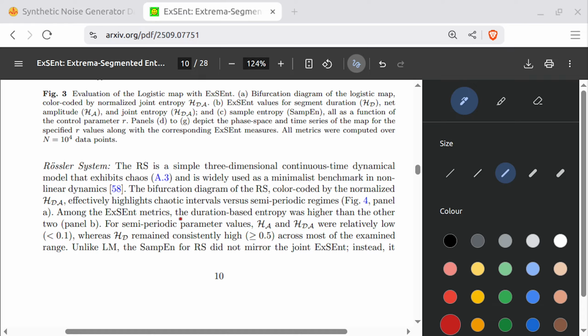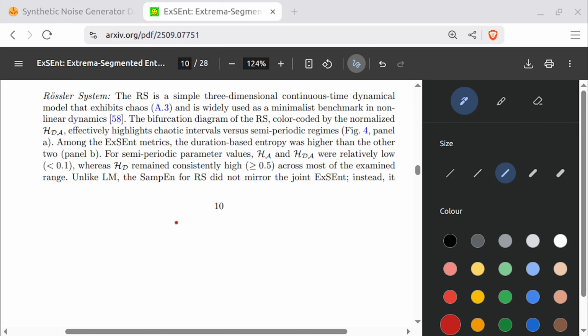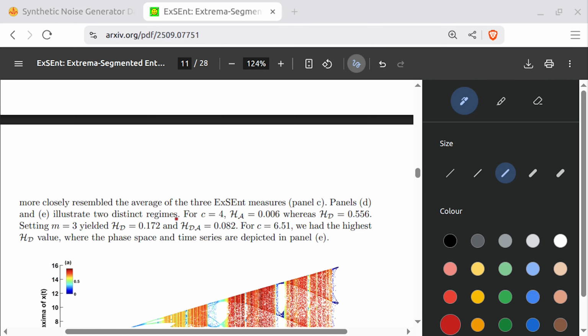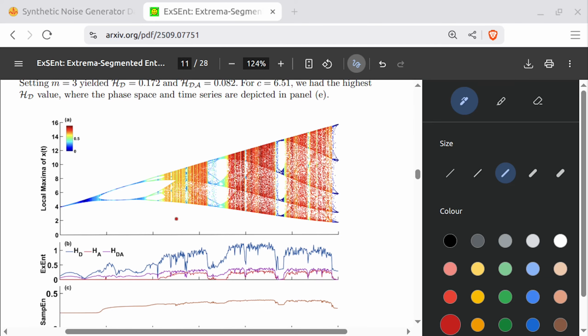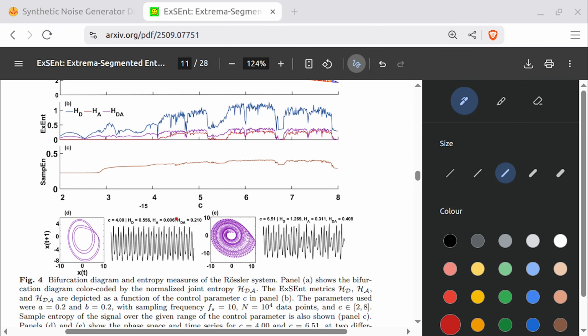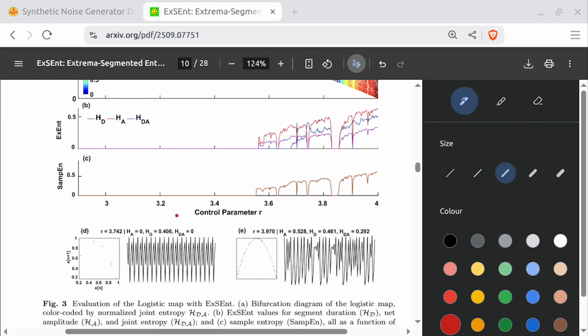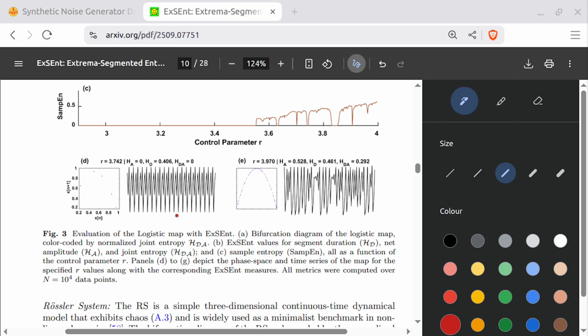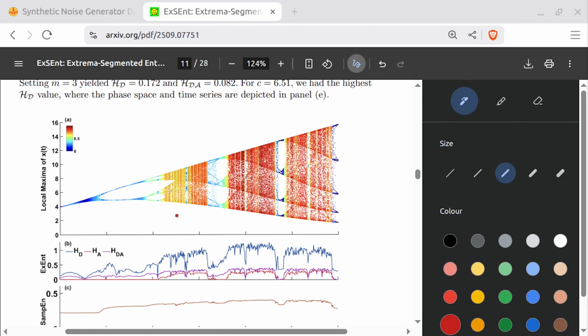The Rössler system is a simple 3D continuous model that shows chaotic behavior and is often used as a basic example in studying nonlinear dynamics. The paper mentions a bifurcation diagram of this system, colored by normalized joint entropy, that clearly shows chaotic intervals versus semi-periodic patterns. Among the ExSEnt metrics, the duration-based entropy was found to be higher than the others for the Rössler system. For semi-periodic situations, the amplitude and joint entropies were quite low, while the duration entropy consistently remained high. Unlike the logistic map, the SampEn for the Rössler system didn't directly reflect the joint ExSEnt.